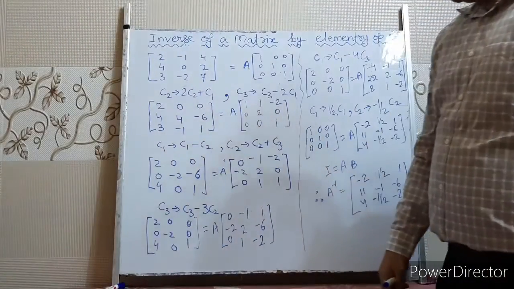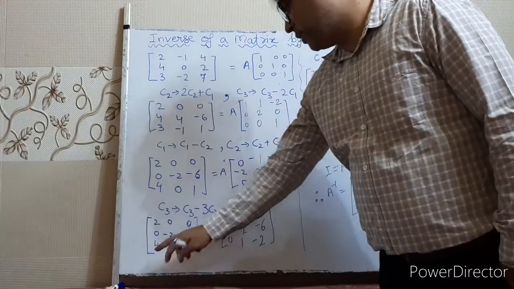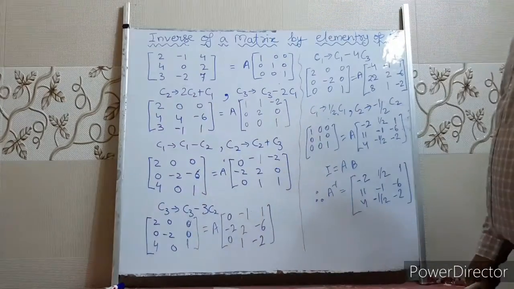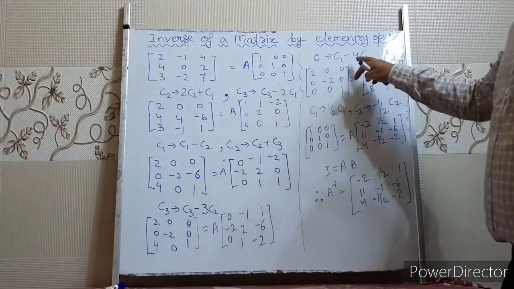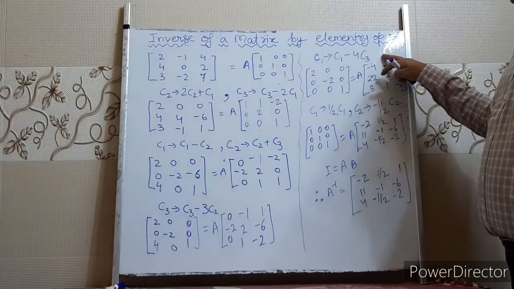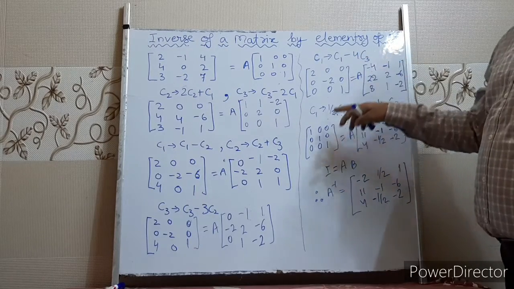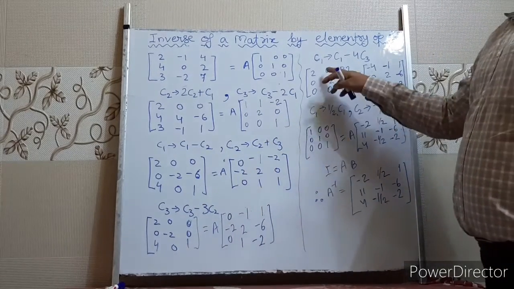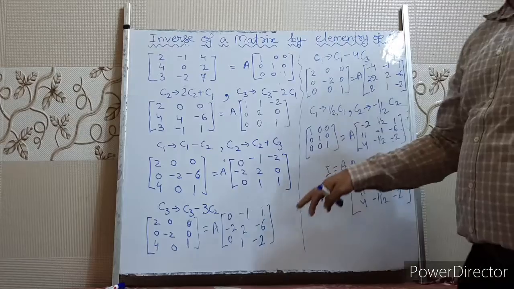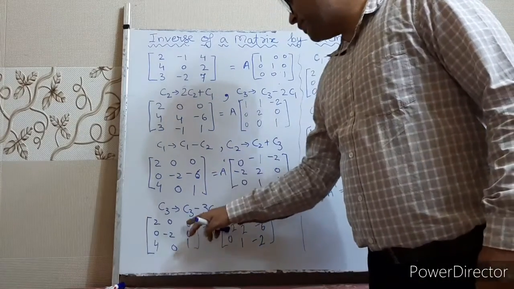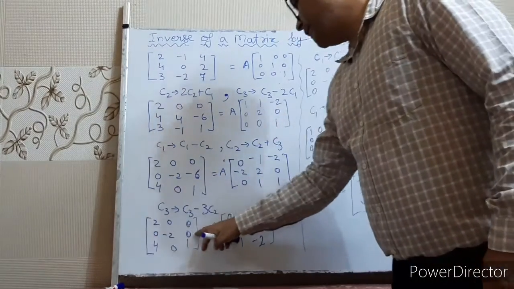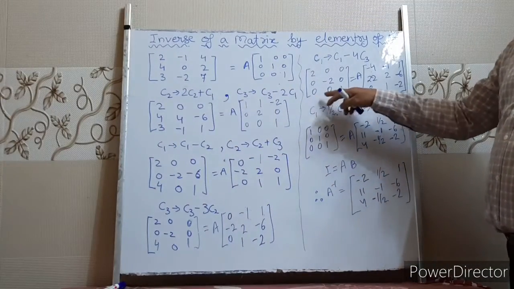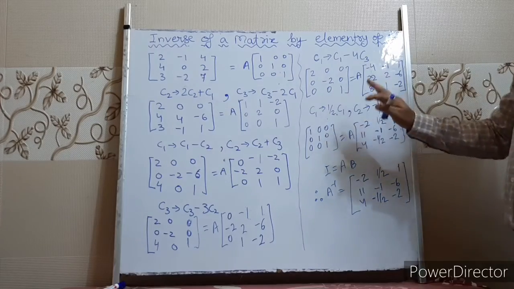Now we only need to make this term 0. This particular term, see here, 4 is written. So if we apply the operation C1 minus 4C3, that means we are multiplying 4 in C3 first and then subtracting from C1. When you do that, C1 minus 4C3, it will become 4 minus 4, 0, 2 minus 0, 2, 0 minus 0, 0. C2 and C3 will remain same.